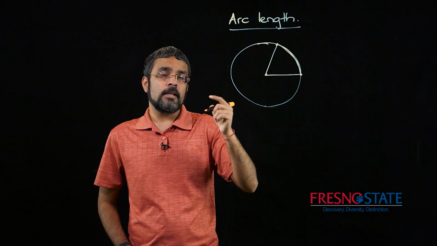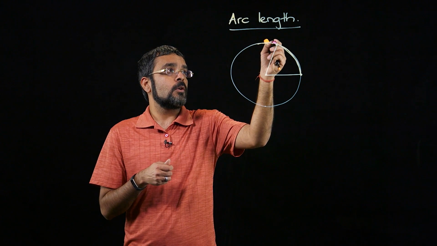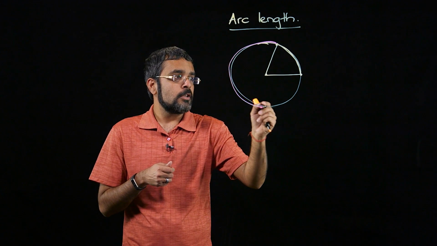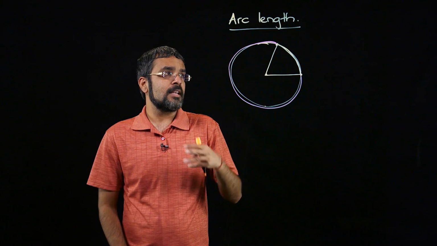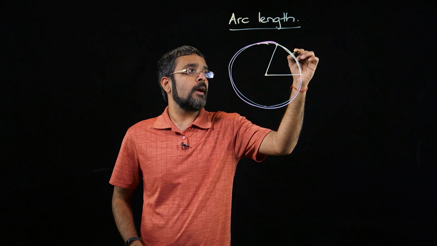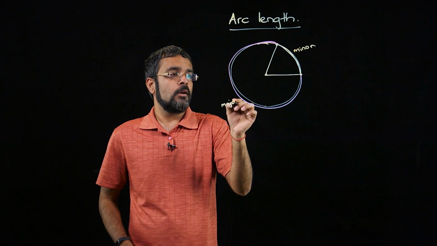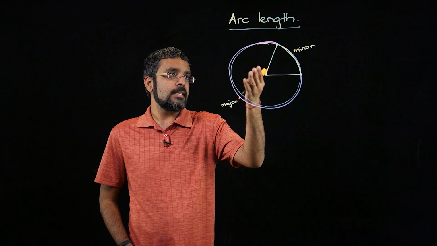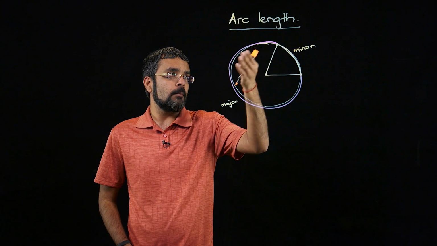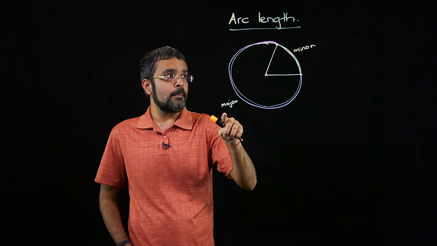Alternatively, if you look at it, this is also an arc, right? So if an angle intercepts a circle, in a sense I get two arcs. We call this the minor arc, and we call this one the major arc, right? If the angle is less than 180 degrees, I'm going to get a minor arc. If I have greater than 180 degrees, I'm going to get a major arc.